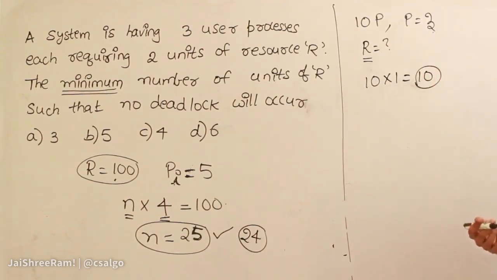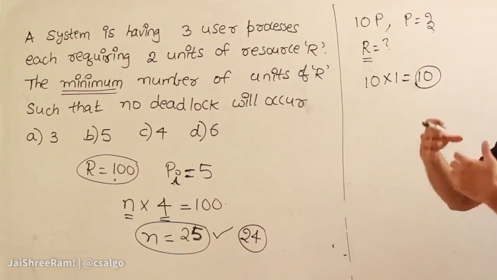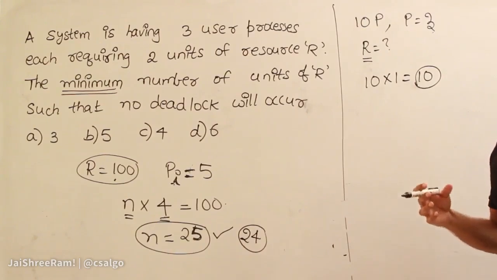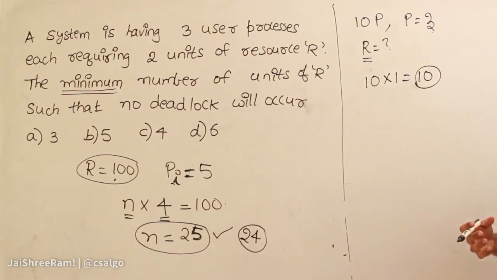But that is not what I'm interested in. What I'm interested in is, how many can I give them at most so that they can still fall into deadlock, so that I can give one more and break it. That is what I wanted, right?